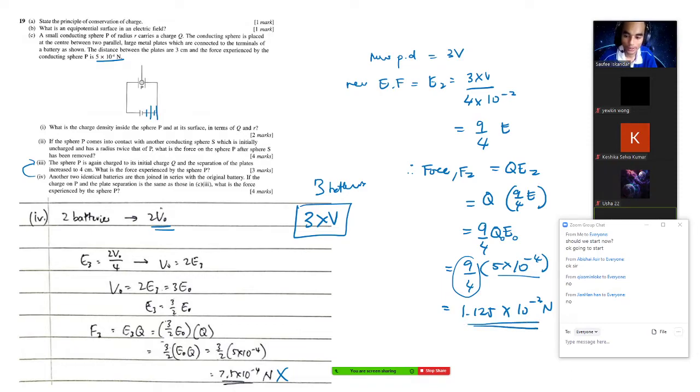I think he made a mistake because he was assuming that we have only 2 batteries. Actually, we have 3 batteries. This is the biggest mistake there. If you have 3 batteries, I think he can get the right answer.